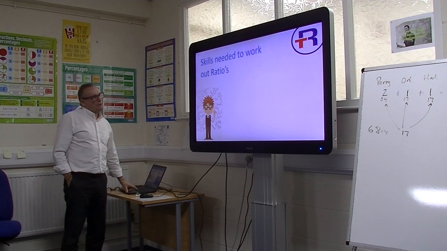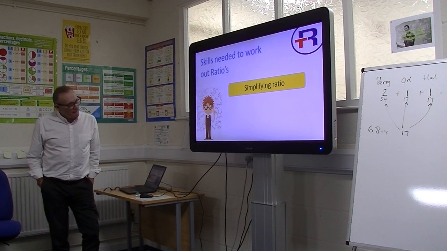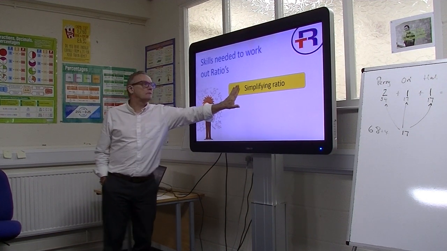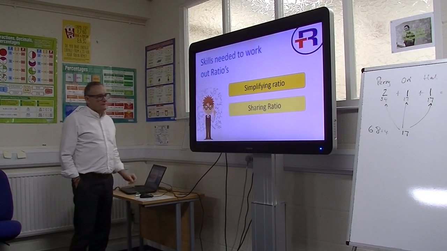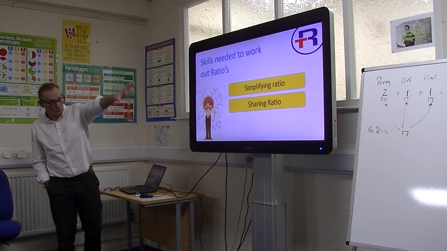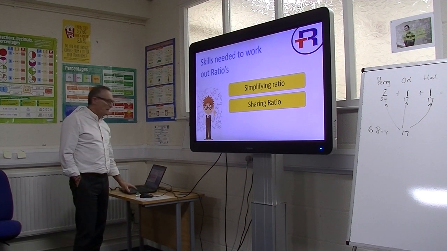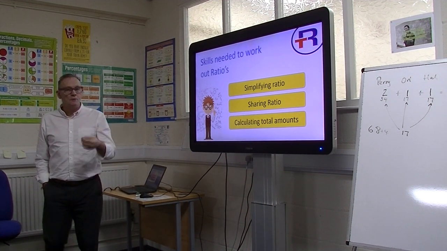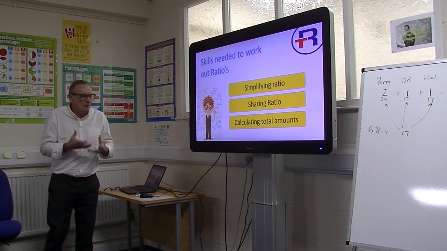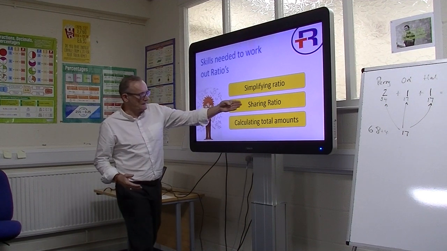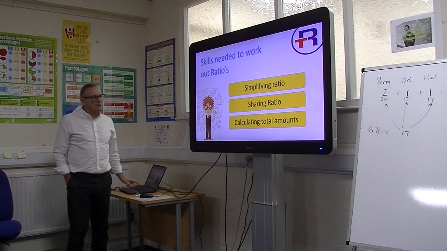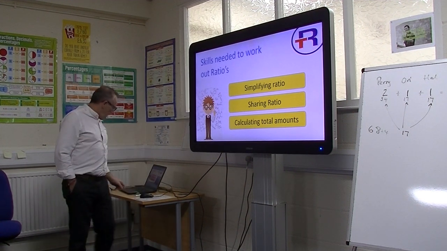So what skills do we need to work out ratios? We need to know how to simplify a ratio. Really straightforward. It's just like simplifying fractions. Okay. We need to know how to work ratio out for sharing, which is what we're going to learn about there. We've already talked about it with the sweets. And then we're going to calculate some total amounts, and that's when we're given some ratios and we've got to work out the total amount of something. It's a slightly different technique to this one. So a couple of different techniques that we need to learn. So we're going to make a start on this simplifying of ratios first.